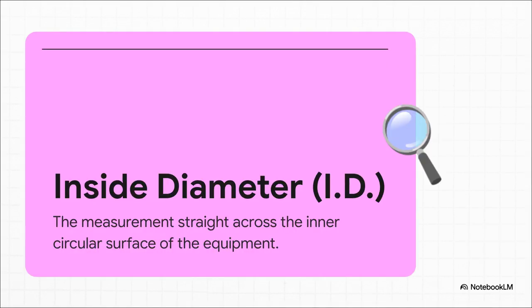Our first term is ID, which clearly stands for inside diameter. It's really crucial that we strictly stick to this globally accepted English terminology over any local translations. The inside diameter, just as the name implies, is the straight measurement directly across the inner circular surface of the equipment. We are not measuring the outside yet. We are focusing entirely, 100%, on that empty space inside.